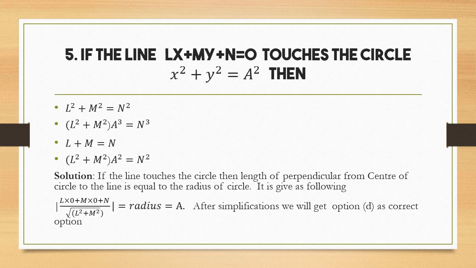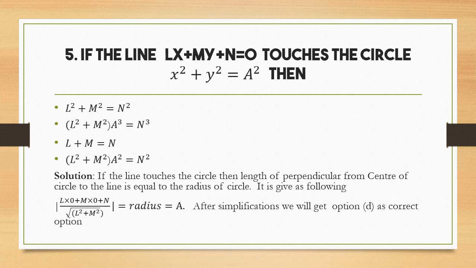See, all you need is an understanding of the question. If a line touches the circle, think how a line can touch a circle. It may touch the upper side of the circle, it may touch the lower side, or either side. Any case is the same. So I can say that if a line touches the circle, then the length of the perpendicular from the center of the circle to the line is equal to the radius of the circle.